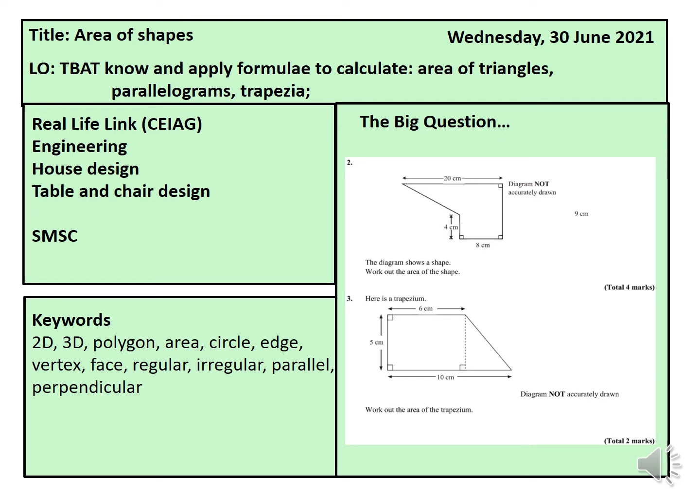By the end of today's lesson, you should know how to apply the formula to calculate area of triangles, parallelograms and trapezia. Okay, that's plural for trapezium. The real life link would be engineering for house designs and for table and chair design. The keywords that you should know for today are 2D and 3D shapes, polygons, area, parallel, regular and irregular.